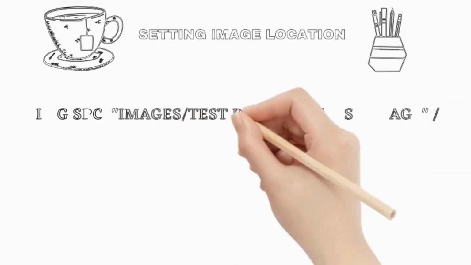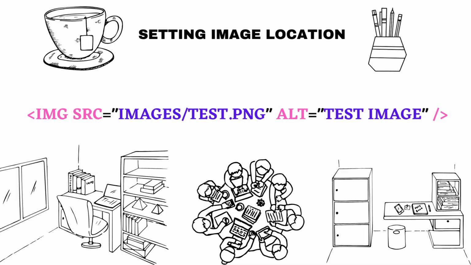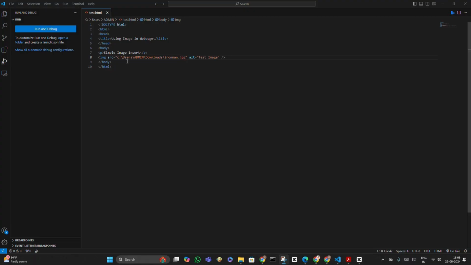Typically, images are stored in a separate directory. Let's say you have an image located in the images directory within your project. Here's how you would include it in your HTML. This code will display the ironman.png from the images directory.